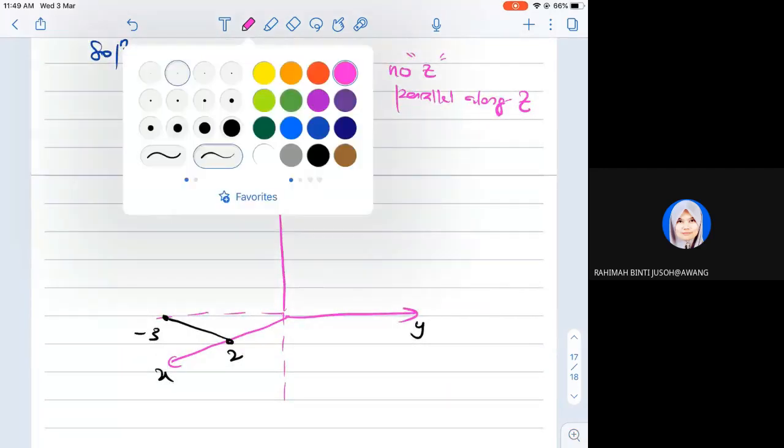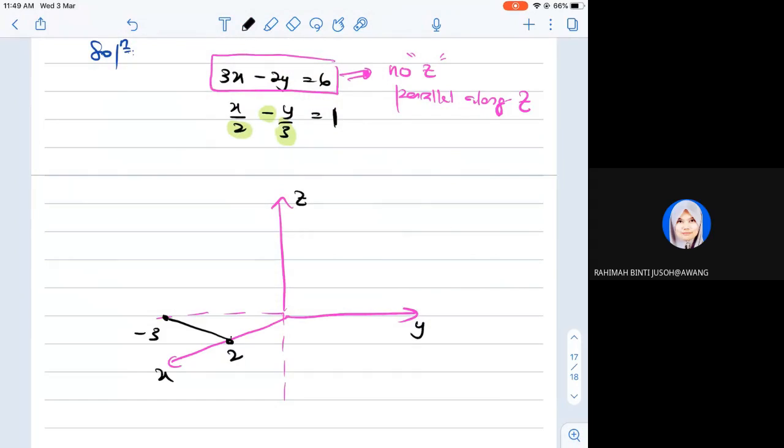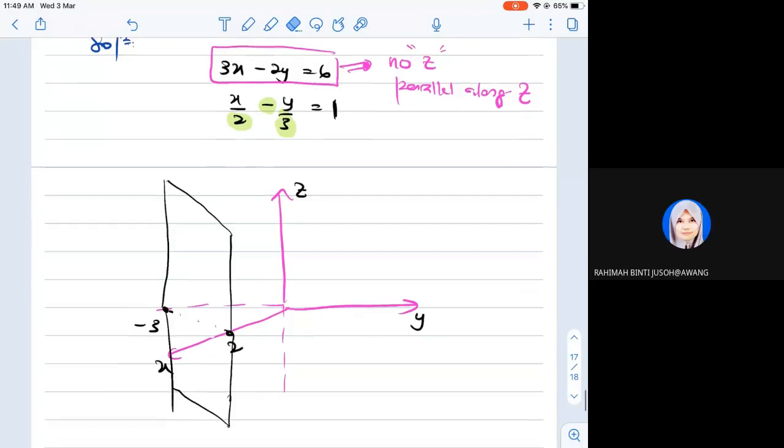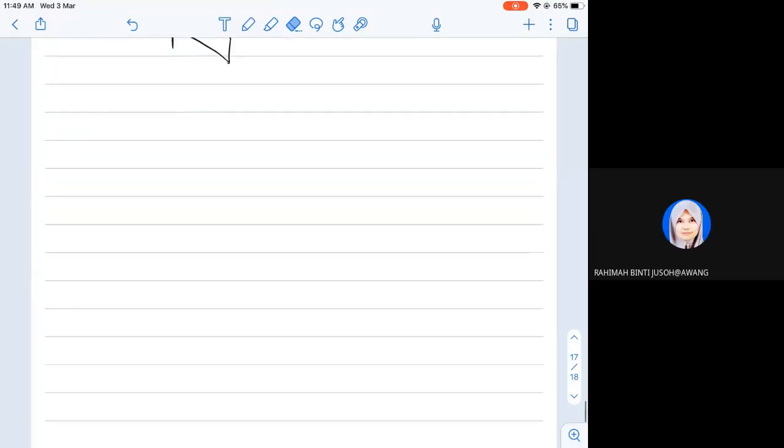So you tarik je. You tarik ke atas. You nak tarik ke bawah pun boleh, it's up to you. Either one lah, you nak tarik dua-dua side pun boleh. Kalau you tarik dua-dua side, you jadikan ni dotted lah. Macam tu. So that's the plane of this equation. Understand? Understand, madam.